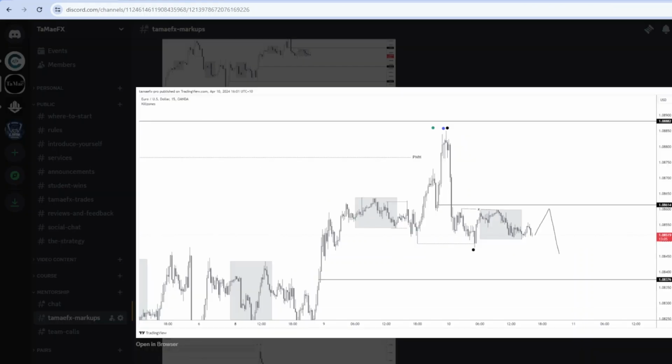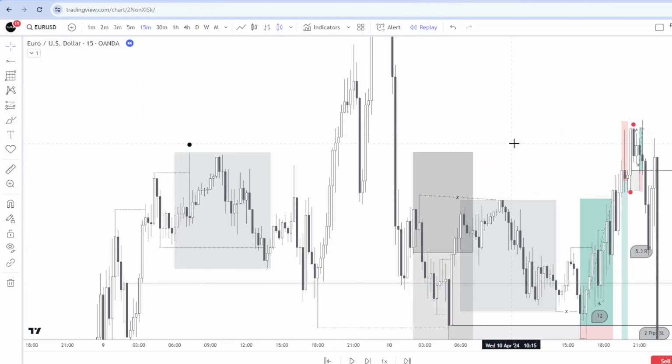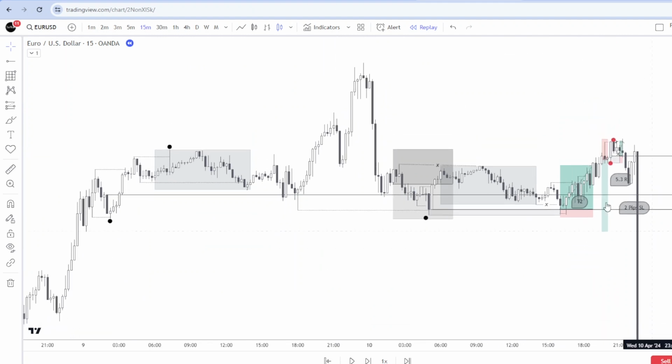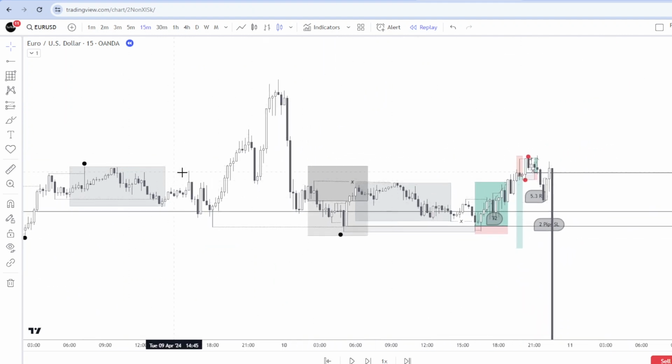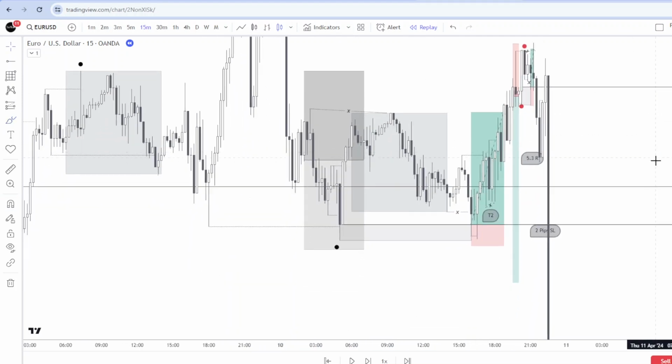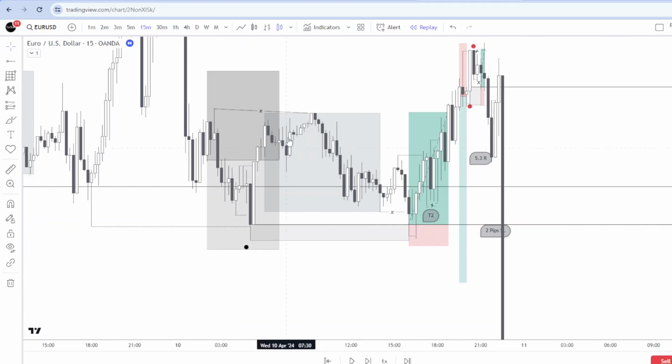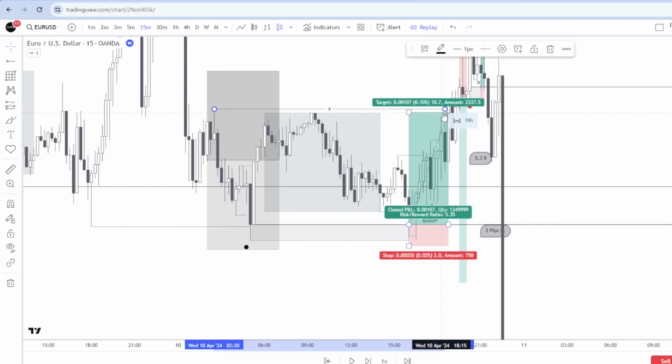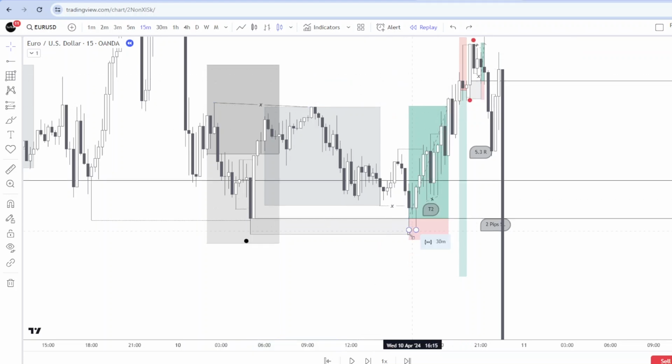All right, then my entries were as follows. We have our M15 range from here to here. Okay, then since I was expecting the Asia high to be taken, which is this one here to be taken, I then looked for an entry right here when price came to mitigate.